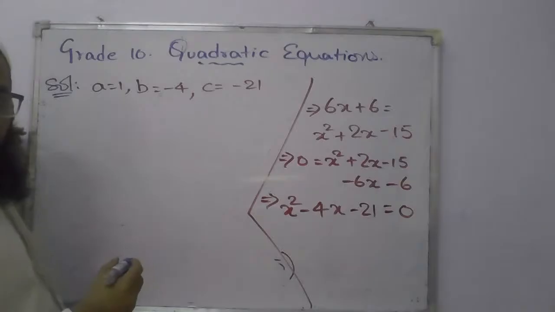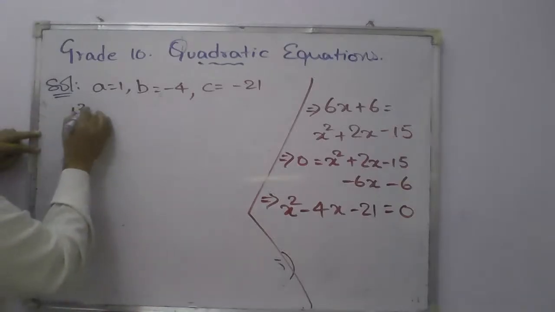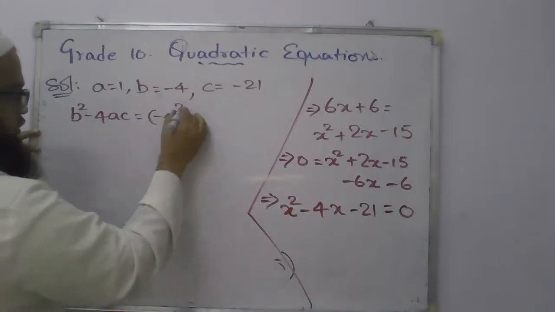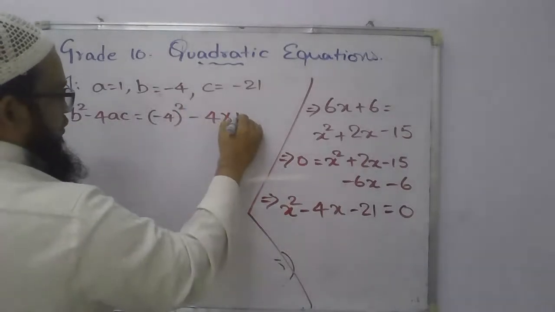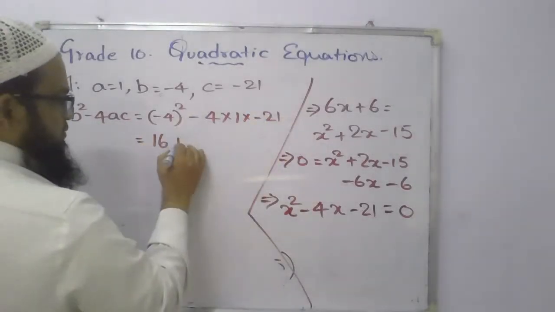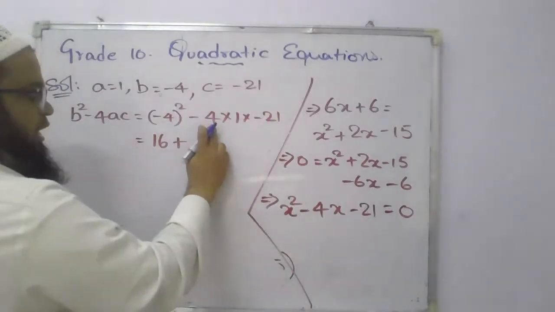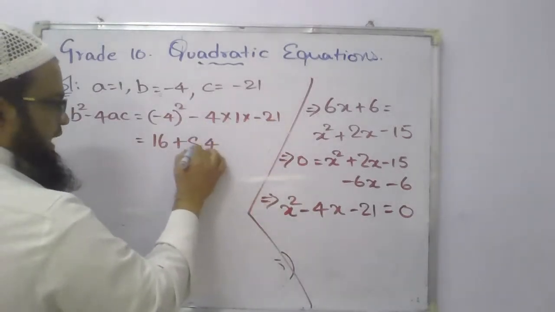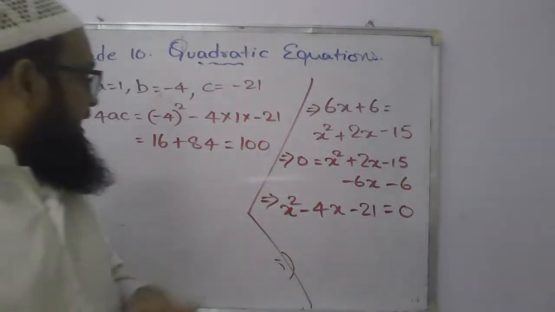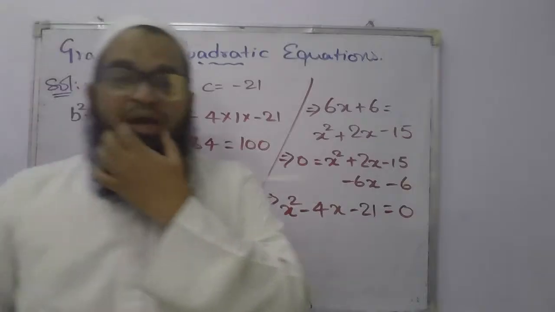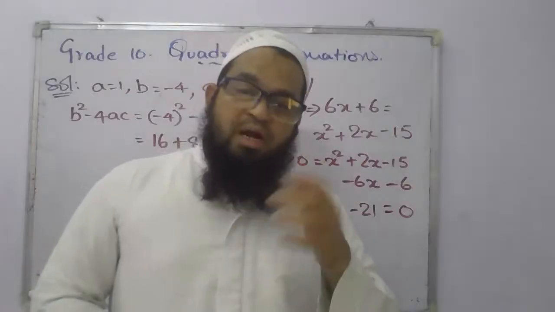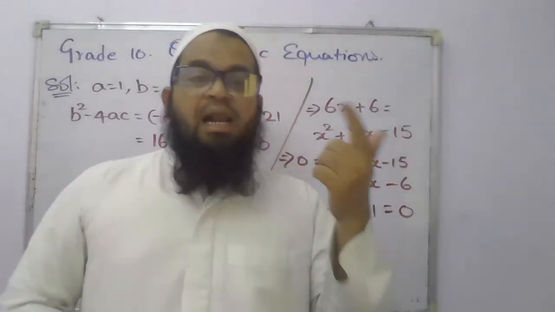First, you have to find what? B square minus 4AC, the discriminant. So, (minus 4) whole square minus 4 times A, 1, times minus 21. So, 4 square is 16, minus into minus plus, 4 into 21, how much? 4 ones are 4, 4 twos are 8. So 16 plus 84 is 100. So you got b square minus 4ac as 100. If you get a positive number, that means the roots are real and distinct.